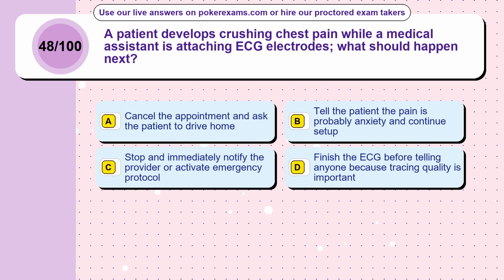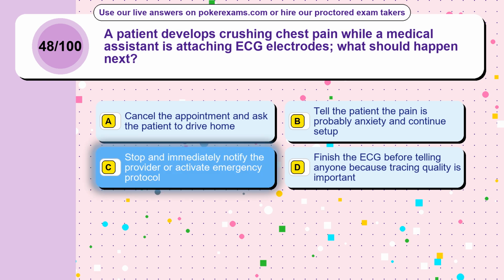Option B. Tell the patient the pain is probably anxiety and continue setup. Option C. Stop and immediately notify the provider or activate emergency protocol. Option D. Finish the ECG before telling anyone because tracing quality is important.